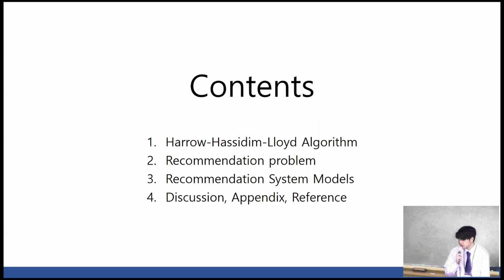In this presentation, we'll start by explaining what the HHL algorithm is, and we are going to talk about an example of the HHL algorithm, the recommendation problem. And finally, we conclude with a discussion followed by an appendix.